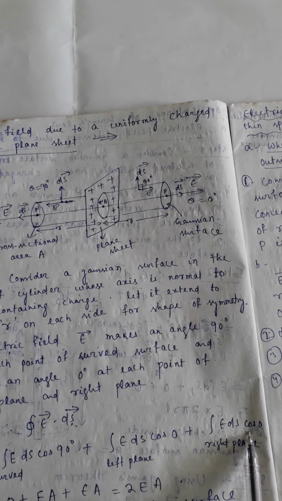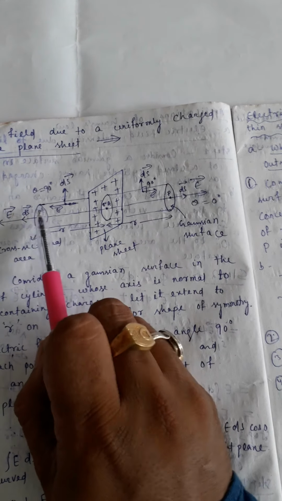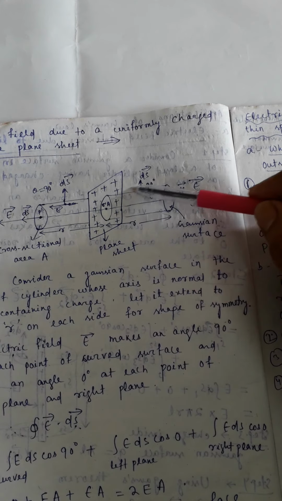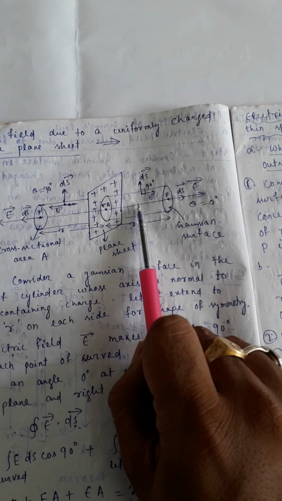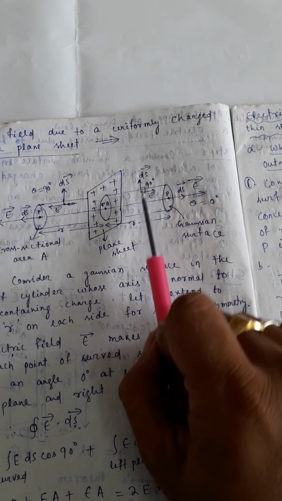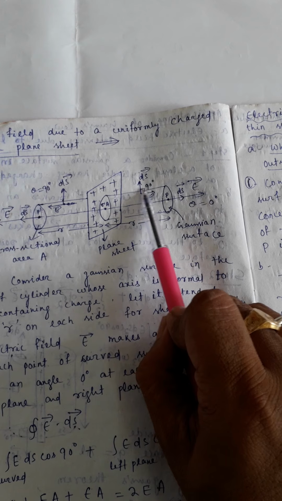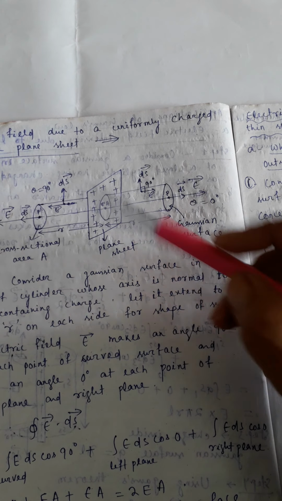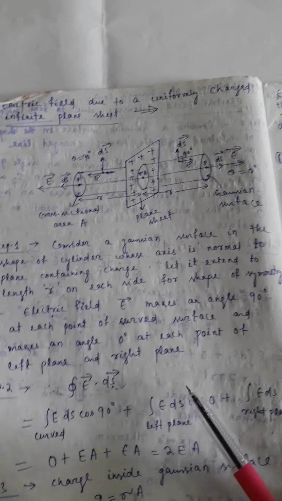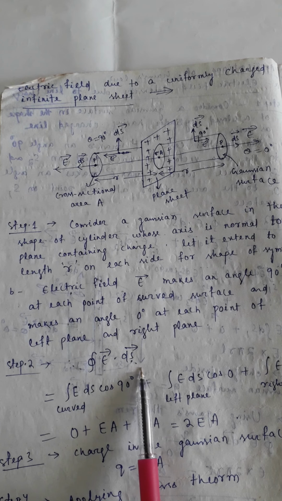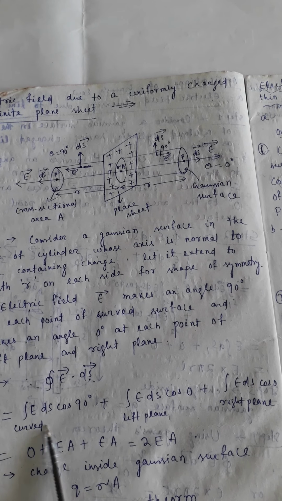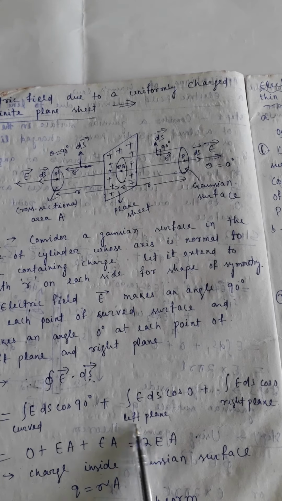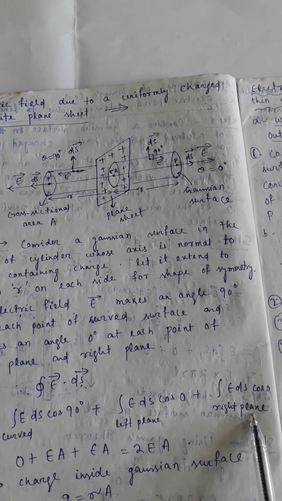So in the formula there will be no change, that is E dS cos theta, and here theta is 0, here also theta is equal to 0. But in the curved surface the electric field is radially outward and the area vector is always perpendicular to the surface and in the outward direction, so theta is 90 degrees everywhere on the curved surface. So finally in step 2 we have to calculate closed integral E dS, that is the electric flux. Since there are 3 surfaces, for the curved surface theta is equal to 90 degrees, for the left plane theta is equal to 0, for the right plane theta is equal to 0.